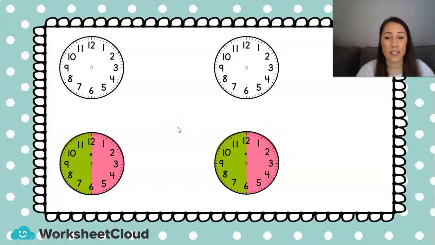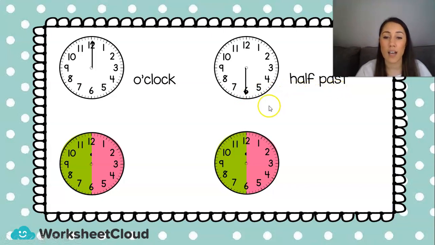Now, we've looked at these clocks before, and we've looked at that long hand on the clock. There are always 2 hands on the clock, and the long hand tells us the minute. So when the long hand is on the 12, it is o'clock. When the long hand is on the 6, it is half past. This is the name we give the time when the long hand is on that number on the clock.